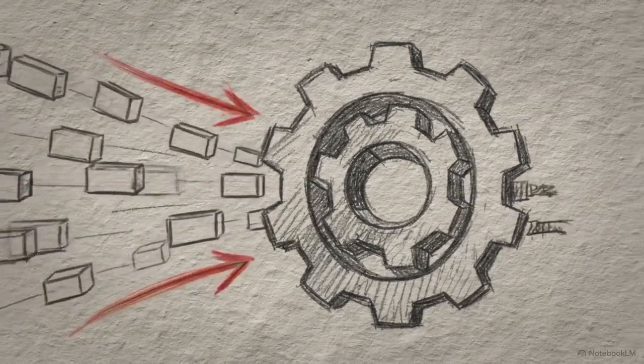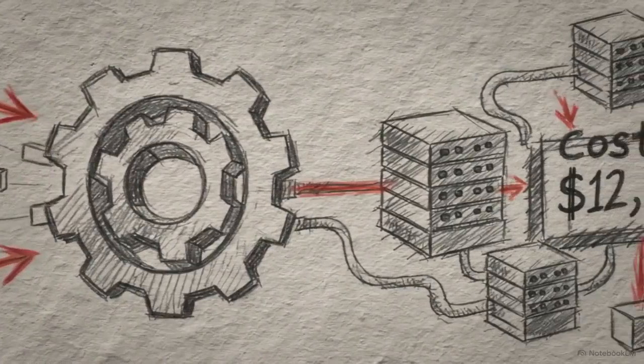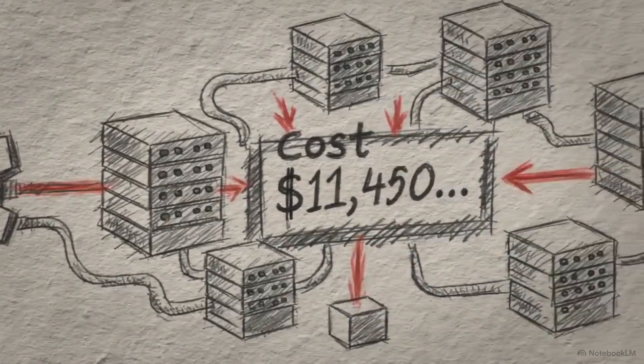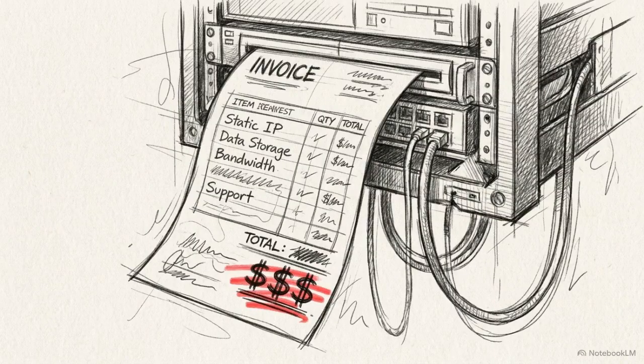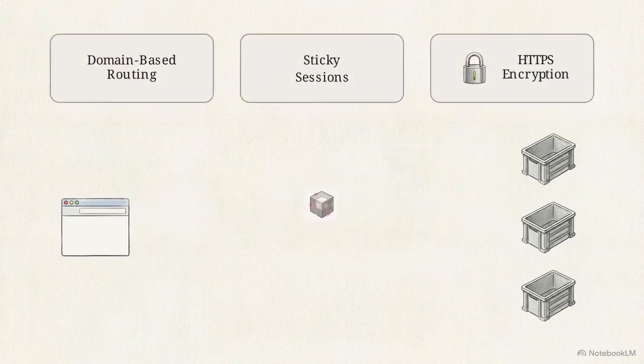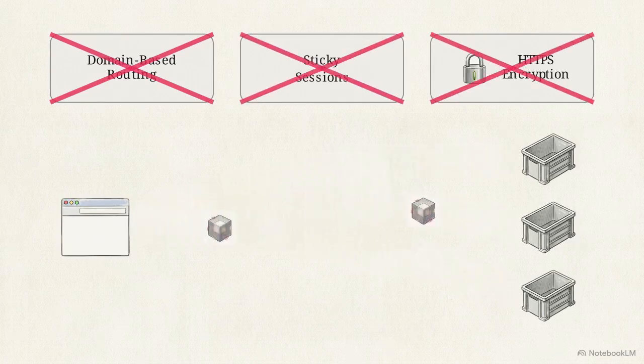Every time you expose a new microservice in Kubernetes using a standard load balancer service, your cloud provider provisions a brand new static public IP address, and they charge you for every single one of them. Relying on those basic services also means relying on simple round-robin routing. You miss out on critical traffic controls like domain-based routing, sticky sessions, and native HTTPS encryption.